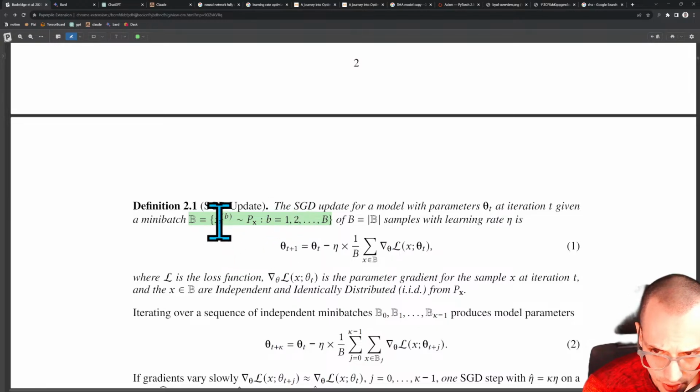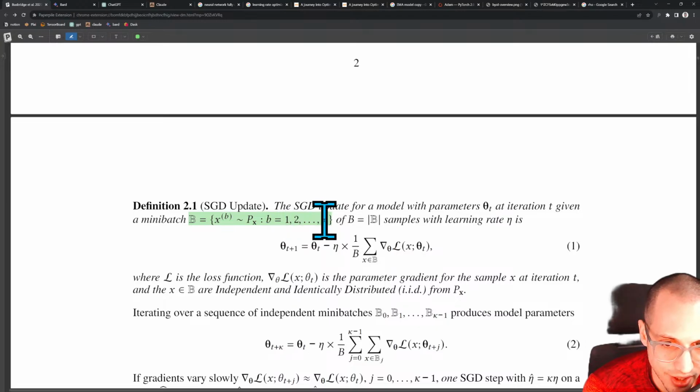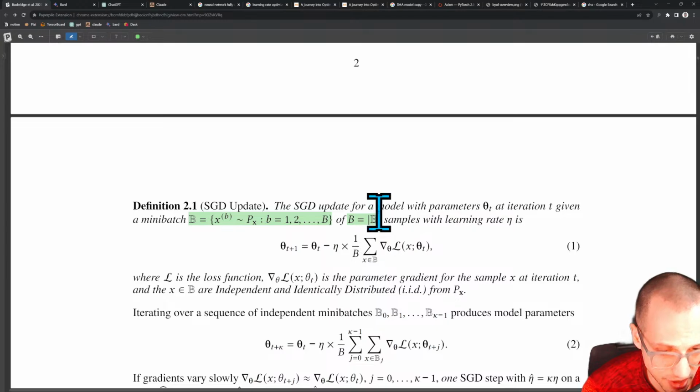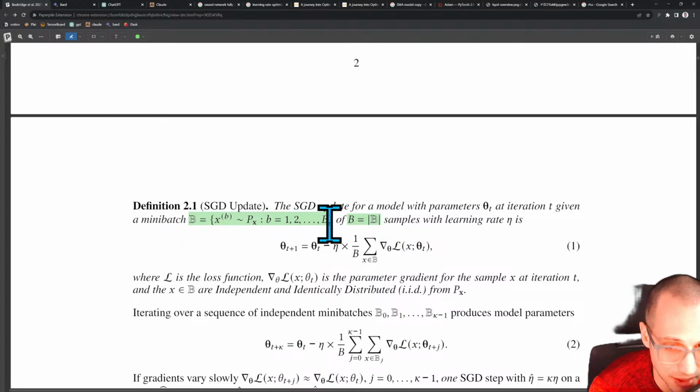Here the set is composed of x, b. B is defined as 1, 2, all the way to B. So there's a capital letter B, the total number of samples, or individual elements X within this batch. And the parallel bars like that, or pipes I think they're called, mean the magnitude. So the magnitude of this set B is just the total number of elements in that set, which is the total number of elements in this mini batch.